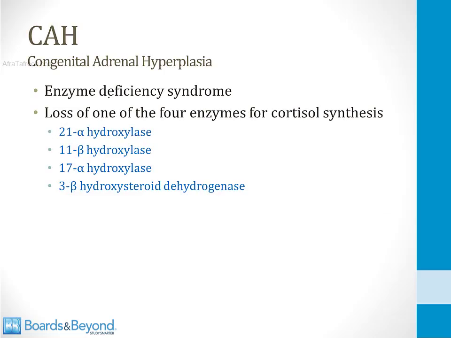Congenital adrenal hyperplasia is an enzyme deficiency syndrome that is caused by loss of one of the four enzymes necessary for cortisol synthesis. The four enzymes are shown on the slide here. 21-alpha hydroxylase deficiency is the most common cause, and we'll go through all four of these syndromes in the next few slides.